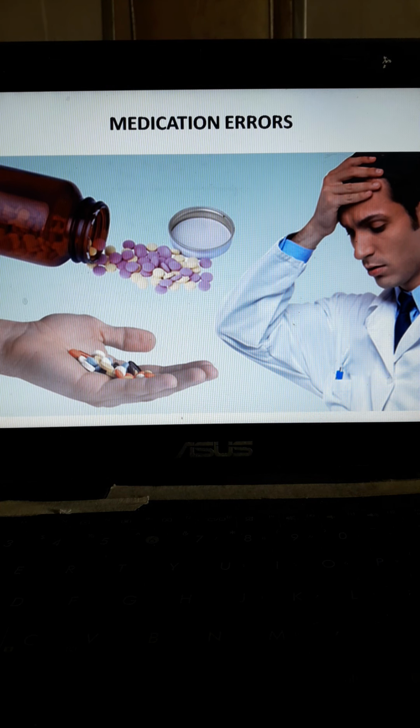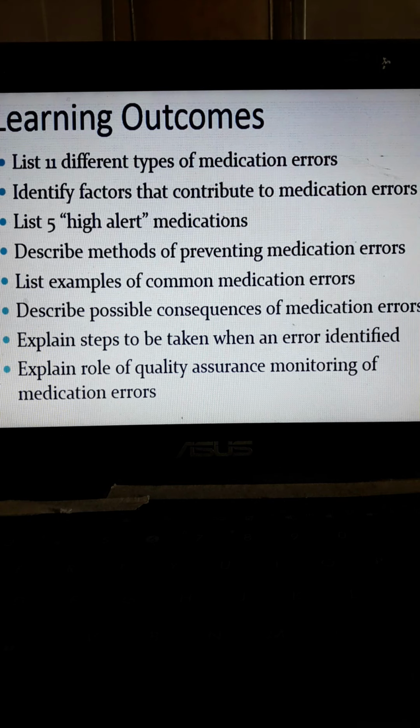We go now to medication errors. So, the learning outcomes of this topic are that we are able to list at least 11 different types of medication errors, identify factors that contribute to medication errors, list 5 high alert medications, and describe methods of preventing medication errors.